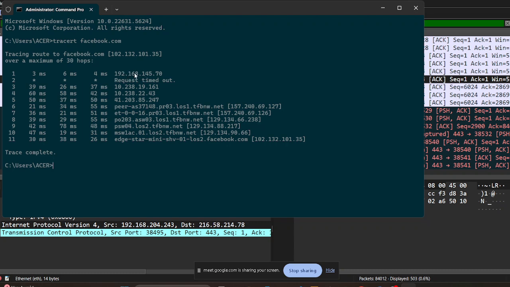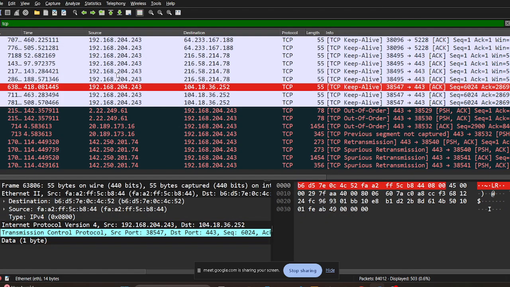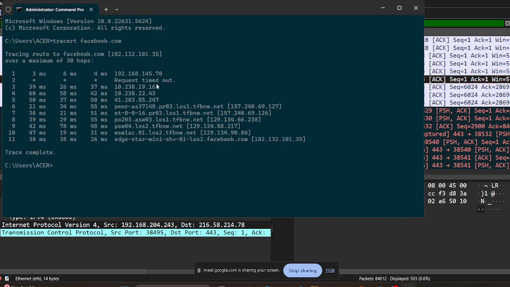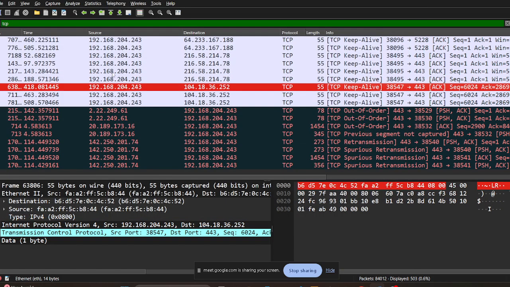From what you can observe here, 192.168 is here for my IP address today, and last class 192.168 is here for my IP address. The only one that changed is the last two octets, and you see that it's different from the last two octets here. So that's how you identify the network portion and the host portion. The network portion is 192.168, the host portion is 204.243.